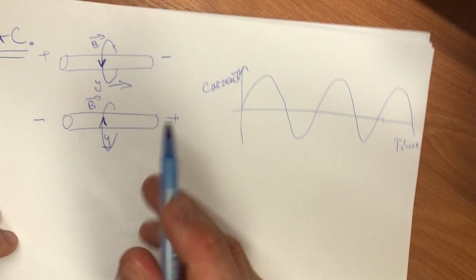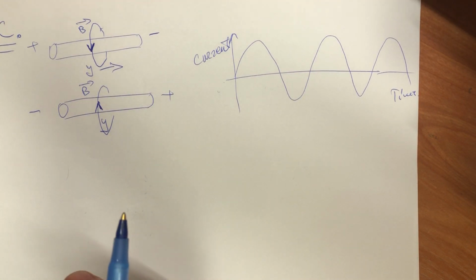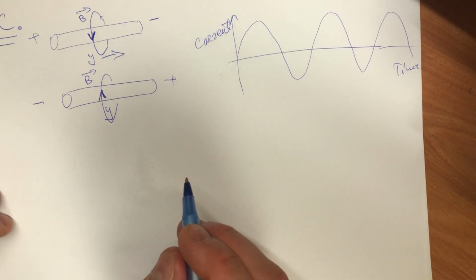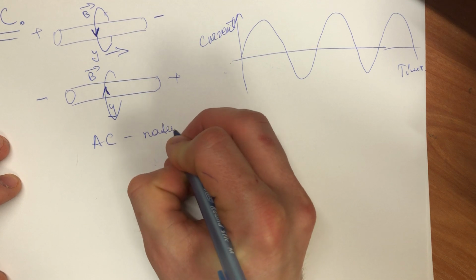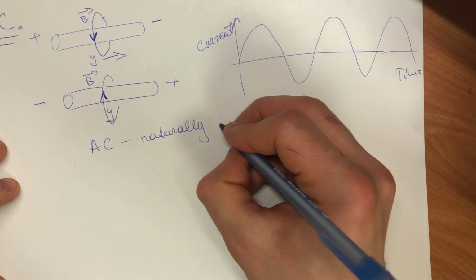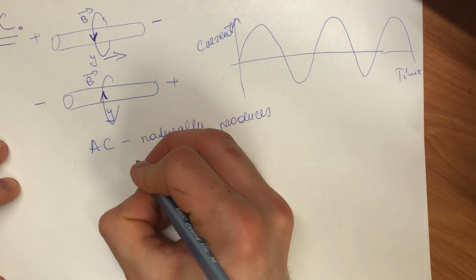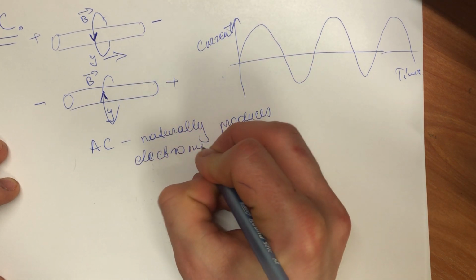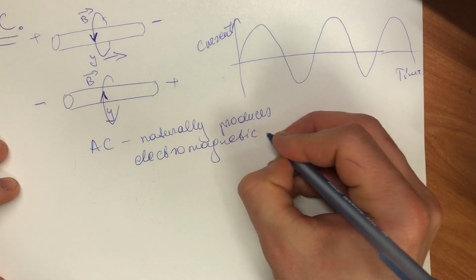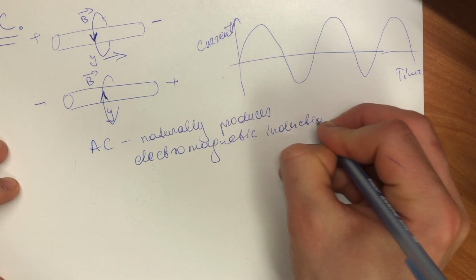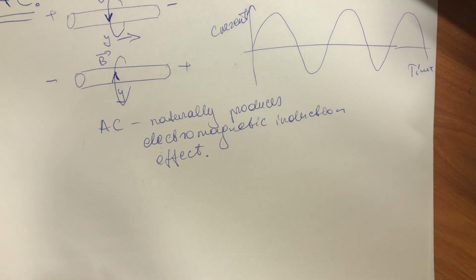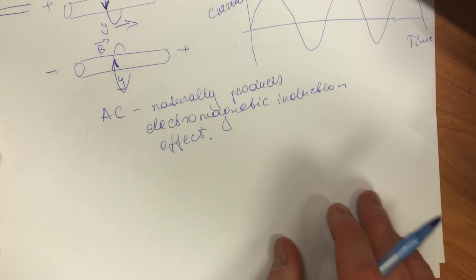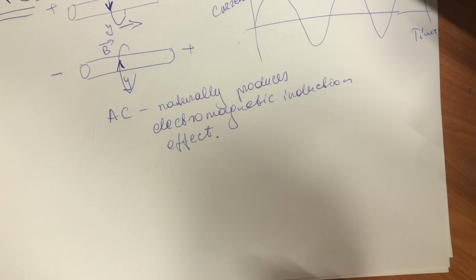So it means that when we have alternating current, it produces the electromagnetic induction effect naturally. So transformers, there are devices called transformers.